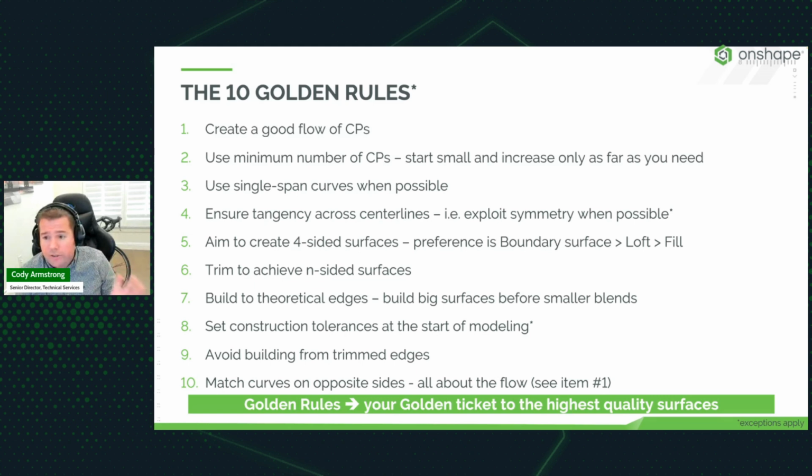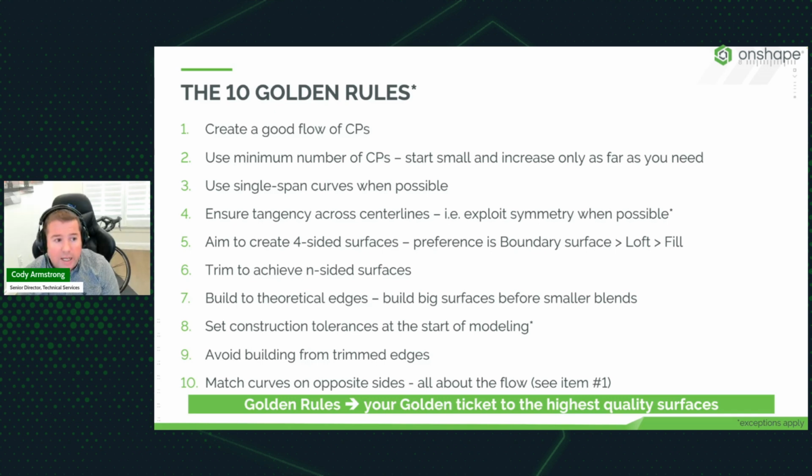Set construction tolerances at the start of modeling. I think that's a common practice across the board. And then avoid building from trimmed edges. You'll probably hear me say this a few times throughout today's presentation, but avoid building lots and lots of features that are dependent on a trimmed edge. And there are other tips around trimmed edges that I'll mention in just a bit. But as a practice, you want to avoid those and have trimmed edges as far down in the feature list as possible, and avoid as much as you can the dependencies on trimmed edges and building lots of relationships to trimmed edges.